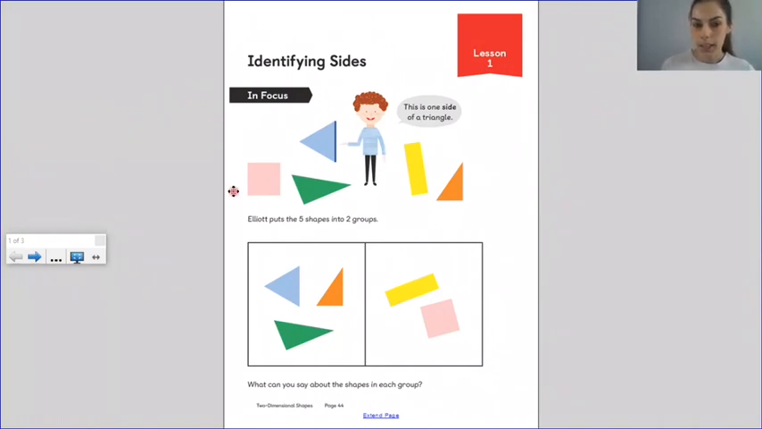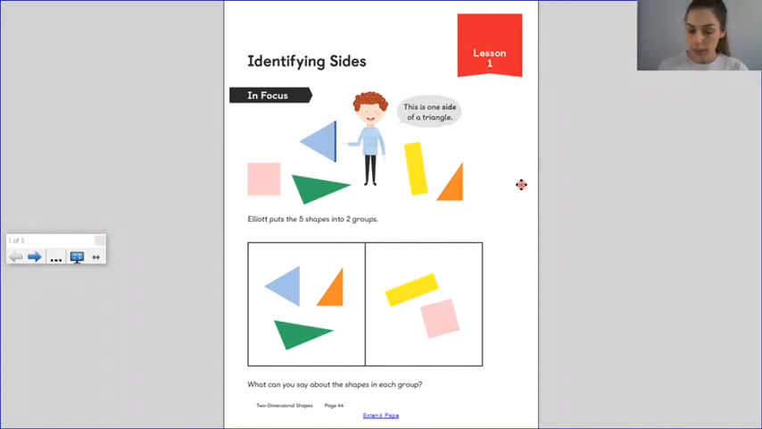So I can see here that Elliot has a what? Square. Here, Elliot has a triangle. And which shape does he have here? Another triangle. Let's come over to this side. Which shape has Elliot got here? That's right, a rectangle. And here, he has another triangle, doesn't he?